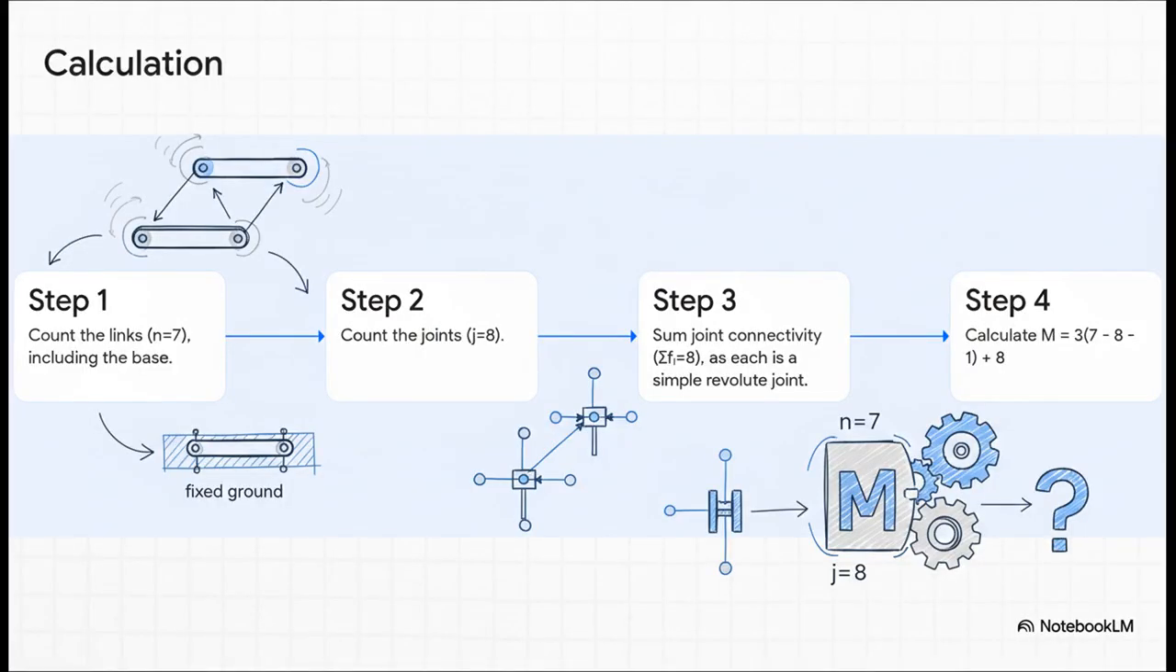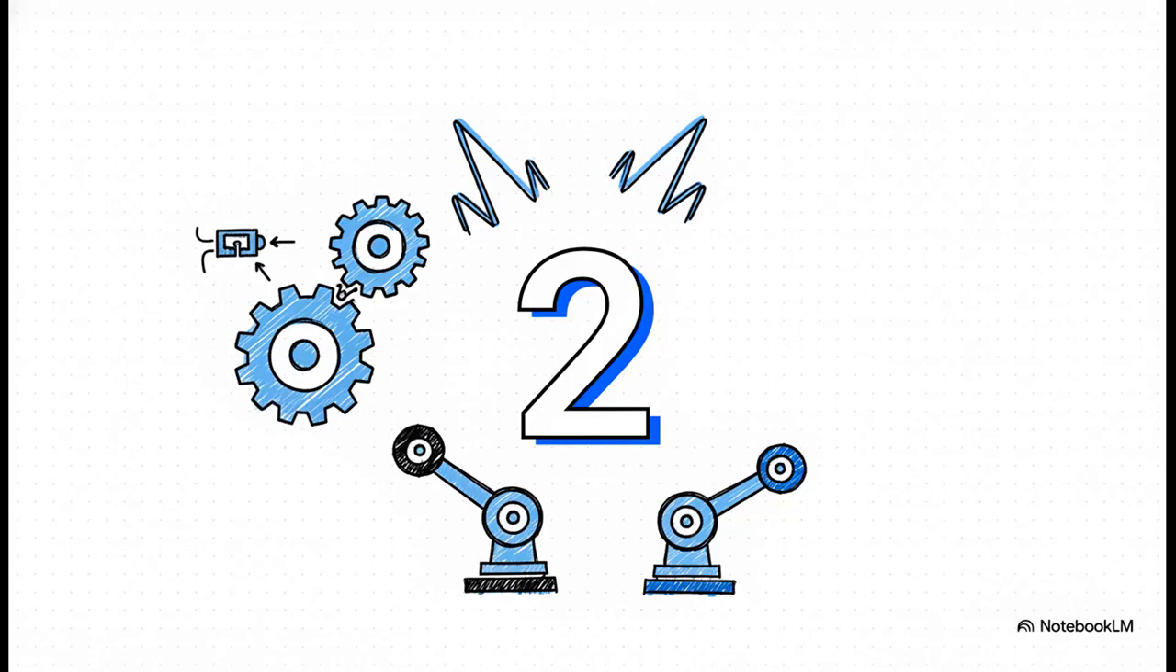Okay, let's walk through the steps. First, we count the links, N. We've got 7, and remember, that includes the ground. Next, we count up the joints, J, and we find 8 of them. Now, since all of these are simple rotating joints, their connectivity, F, is 1 for each, so the grand total is 8. Now, we just plug all of that right into our formula. And boom, the result is 2.